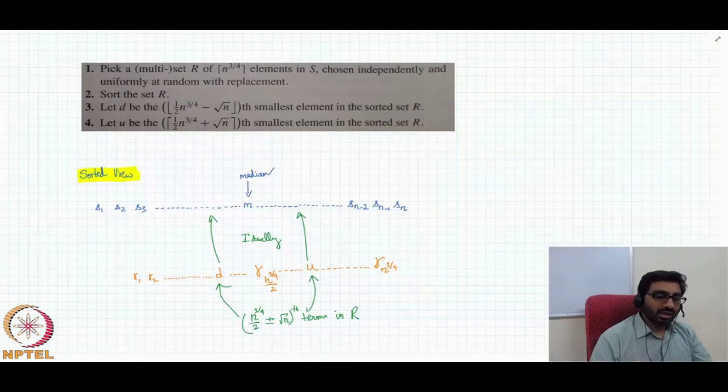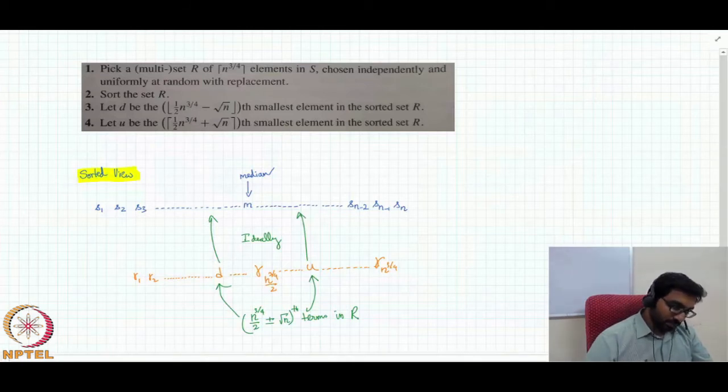Feel free to pause and stare at this figure to convince yourself that the claims you're making are correct. A snippet of the pseudocode is available here for you as ready reference. So here's what happens. We have the set S, and we have shown the set S in its sorted view. Of course, this is only for analysis purpose.